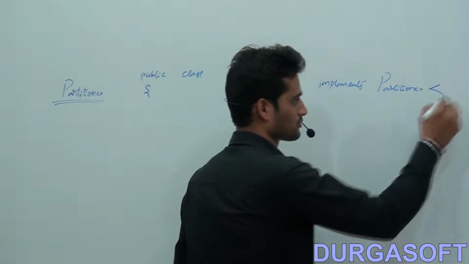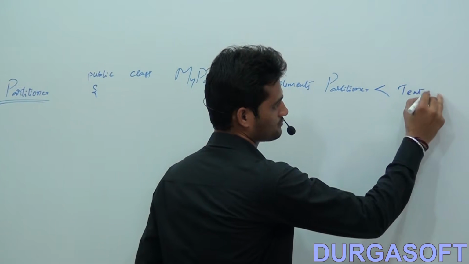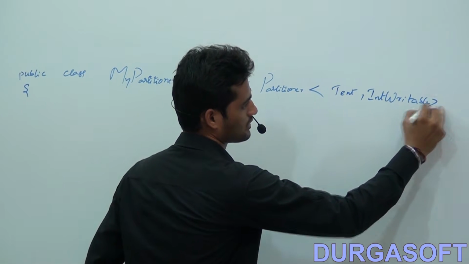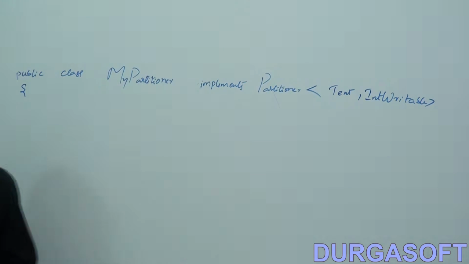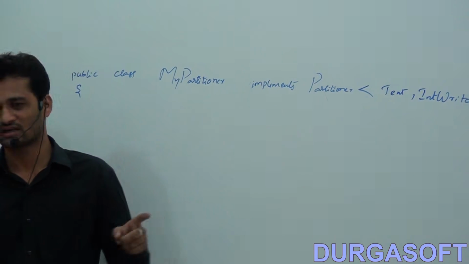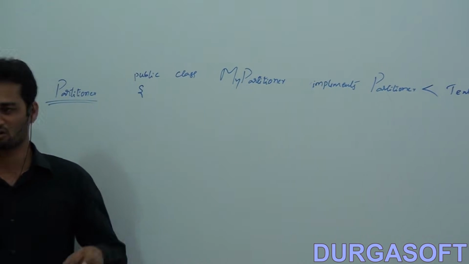Text comma IntWritable. Very good. So Text comma IntWritable, Text comma IntWritable. That's it. Because the mapper can take the same Text and IntWritable as input, and it can give the same Text and IntWritable as output also.